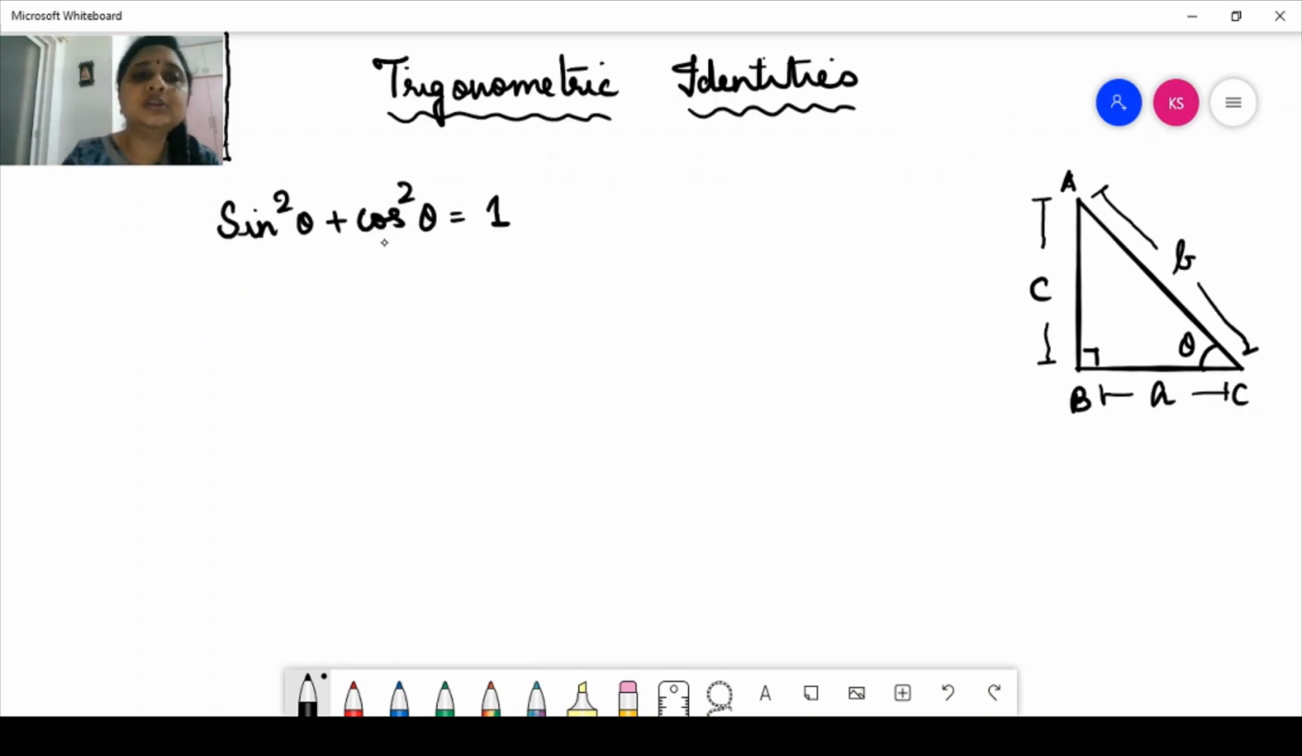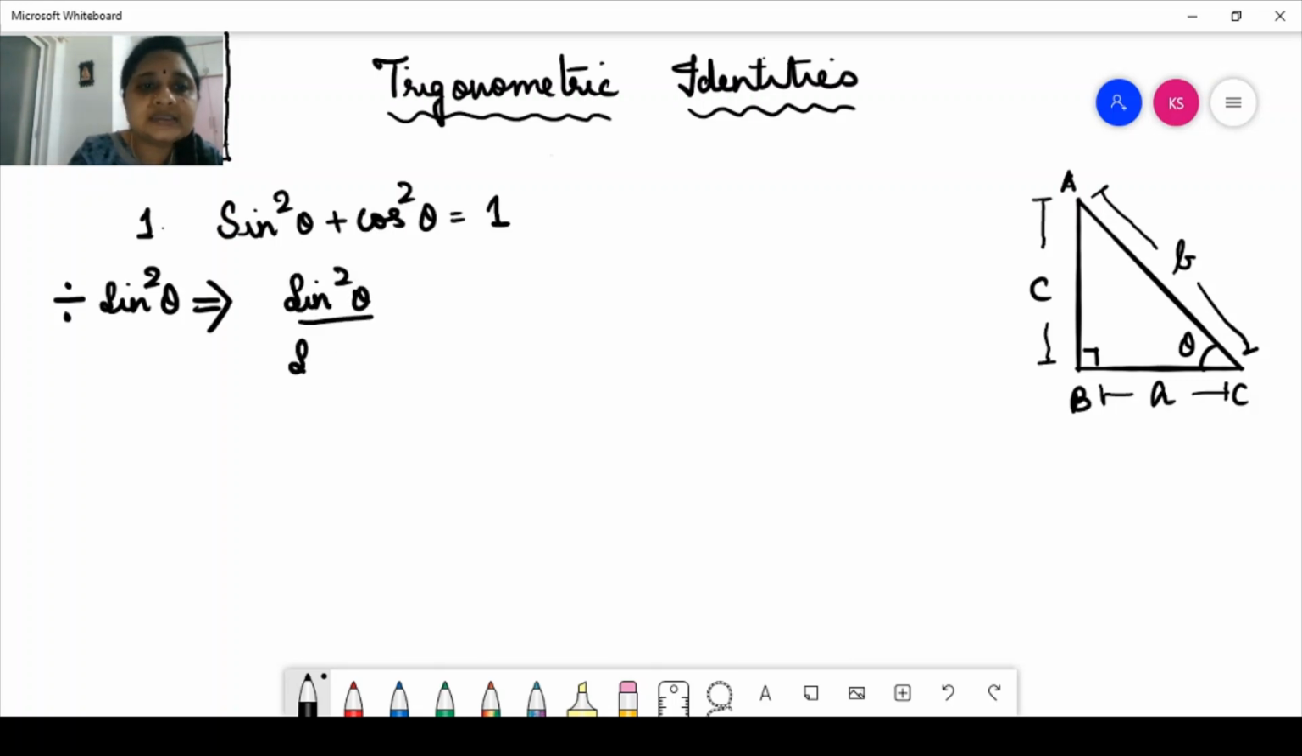Okay, so now we have got this identity that sine square theta plus cos square theta is equal to 1. Now, let's move on, deriving the next identity. So what am I going to do? I'm going to alter this identity a bit. I'm going to divide this identity throughout by sine square theta. Okay, so what will I get? Sine square theta by sine square theta plus cos square theta by sine square theta, right? Every term has to be divided by sine square theta to preserve the equality, the balance between the left hand side and the right hand side, according to the rules of mathematics. So I'm going to divide every term by sine square theta.